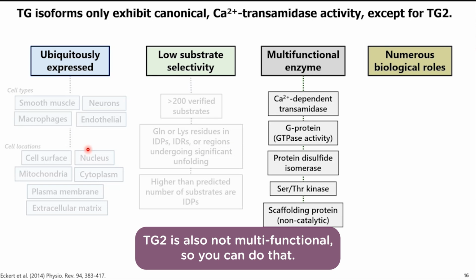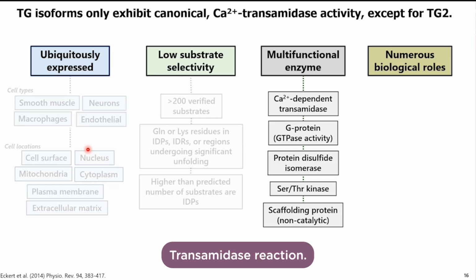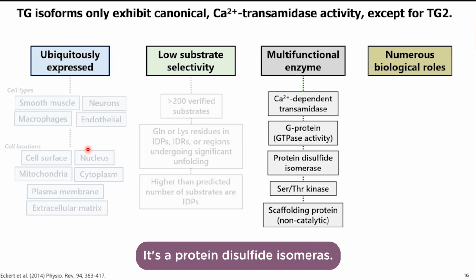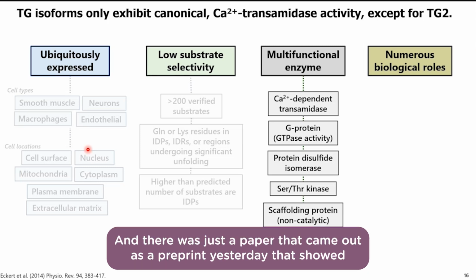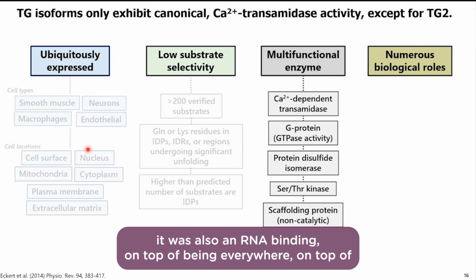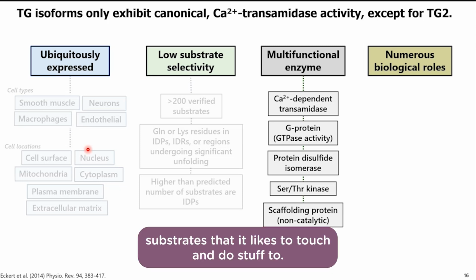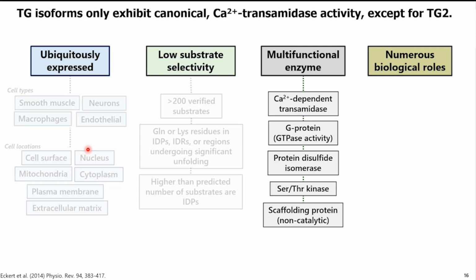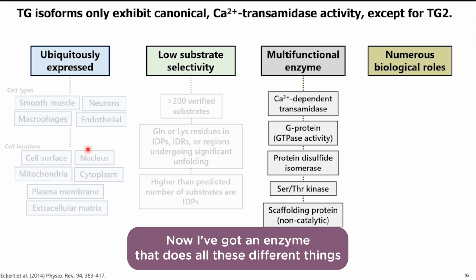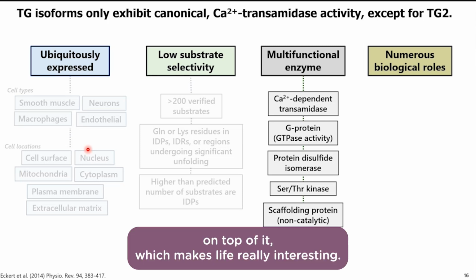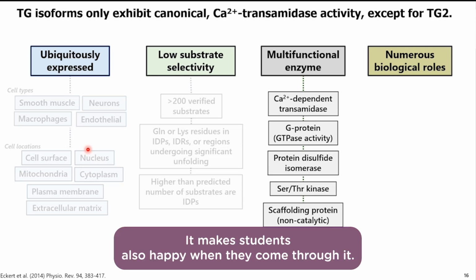TG2 is also multifunctional. So you can do that transamidase reaction. It's also a G protein, it has GTPase activity, it's a protein disulfide isomerase, it has serine threonine kinase activity, and it acts as a scaffolding protein. And there was just a paper that came out as a preprint yesterday that showed it was also an RNA binding protein. On top of being everywhere, on top of having a bunch of substrates that it likes to touch and do stuff to, now I've got an enzyme that does all these different things, which makes life really interesting in the lab and makes students oh so happy when they come through it.